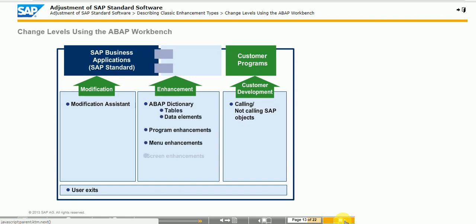The role distribution is inverted in the enhancement concepts. SAP programs call repository objects that you, as a customer, have created or changed. For example, you use a function module exit that is called by an SAP program.